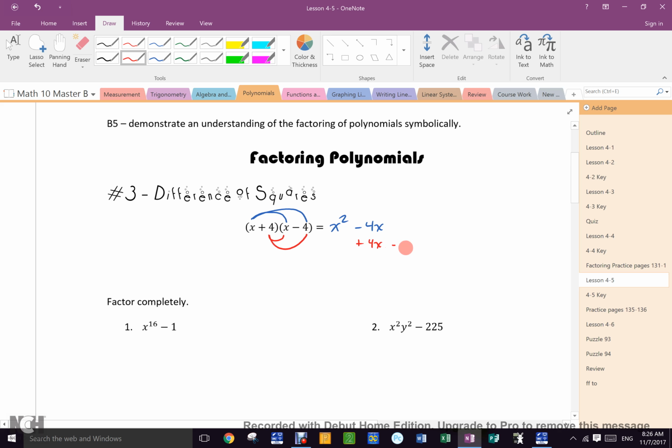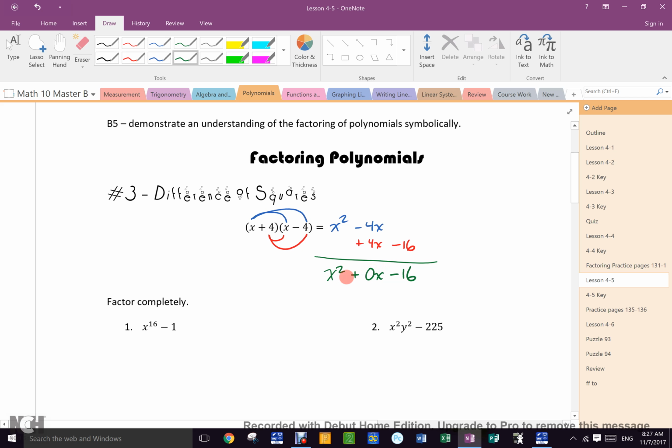And then you will notice something. X squared, what happens in this middle term? It disappears. Negative 4 plus 4 is gone. So I'm going to write something that we would never write. Plus 0x minus 16. Now, we would never write that, would we?